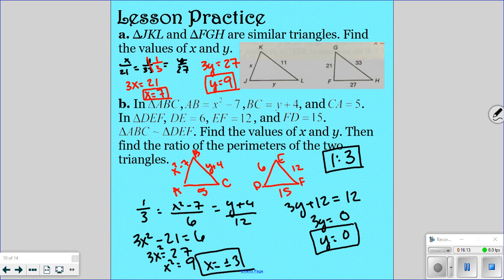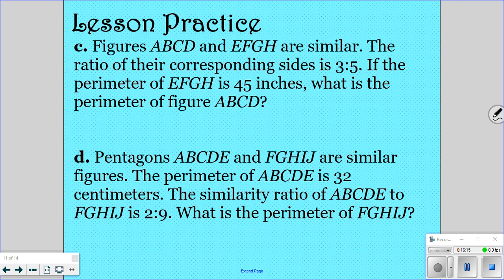Okay, looking at these. They tell us information, and they want you to find the perimeter of the figures. So y'all pause the video and try these, and then we will go over them.